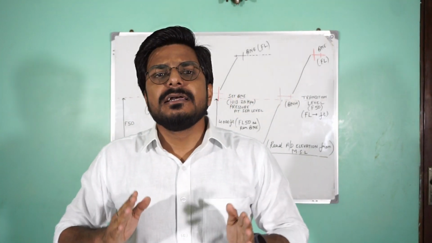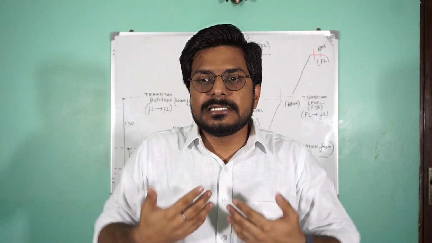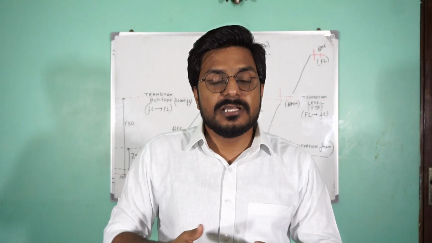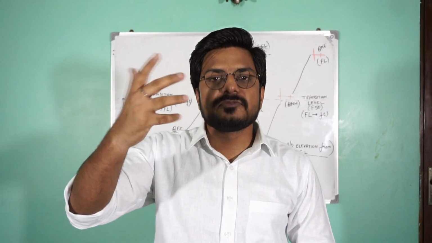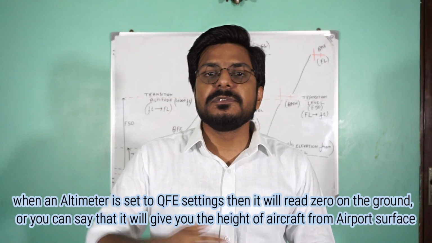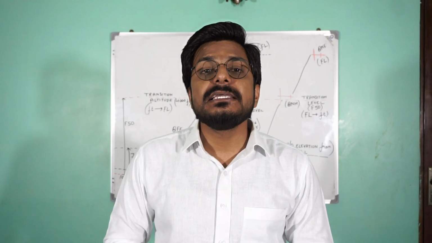Now you climb as per this QFE setting, and you get the height of the aircraft from the airport elevation. Suppose you are at 400 feet, the altimeter will show 400 feet. That means you are 400 feet above the airport.